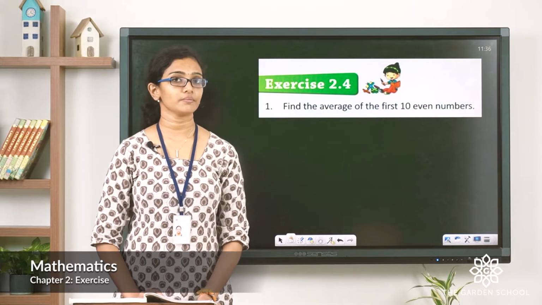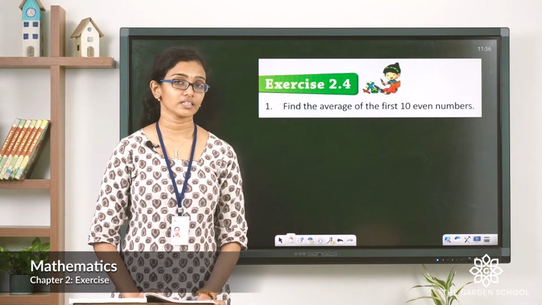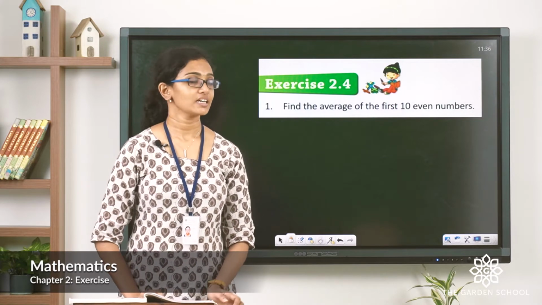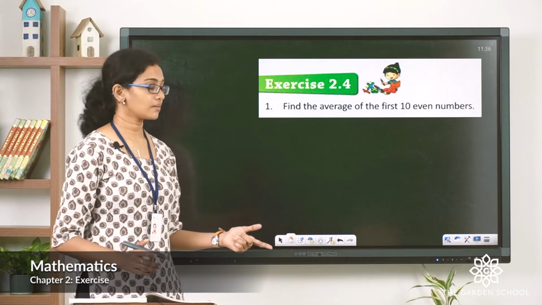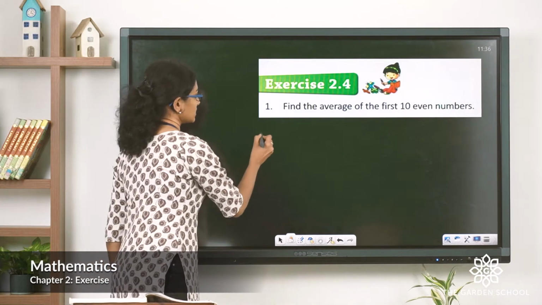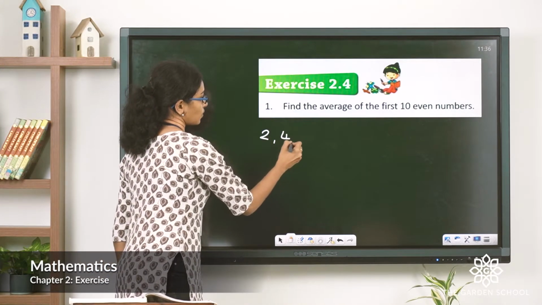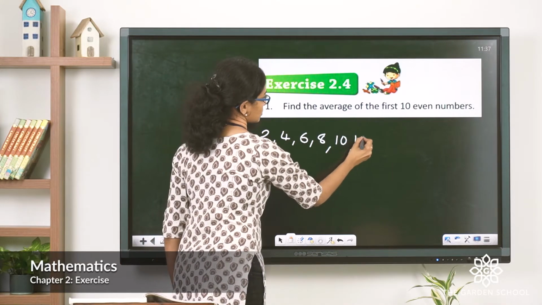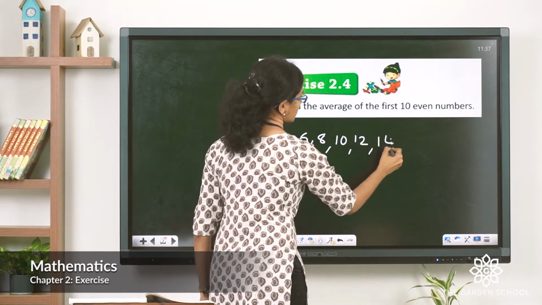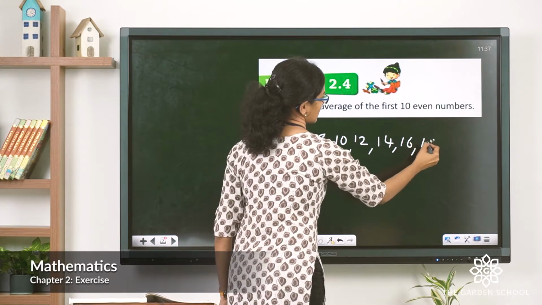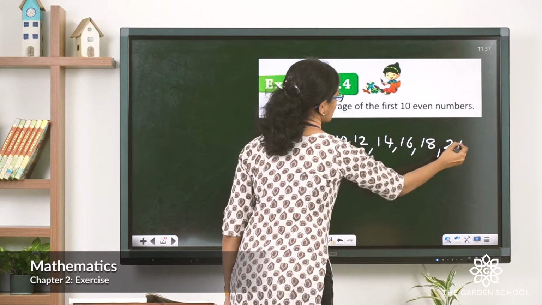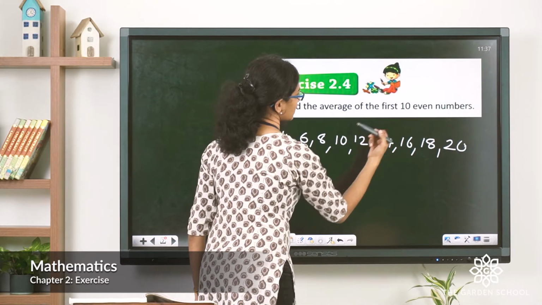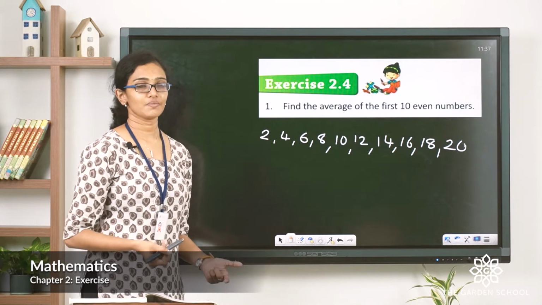So we know even numbers are the ones which end in either 0, 2, 4, 6 or 8. Now which are the first 10 even numbers? Let's write them down. It is 2, 4, 6, 8, 10, 12, 14, 16, 18 and 20. 1, 2, 3, 4, 5, 6, 7, 8, 9, 10. So these are the first 10 even numbers.